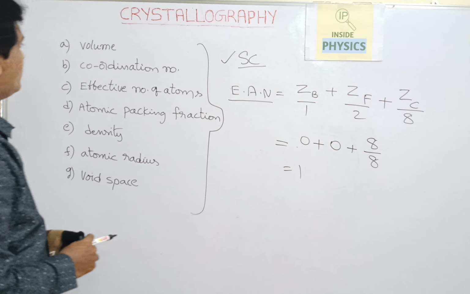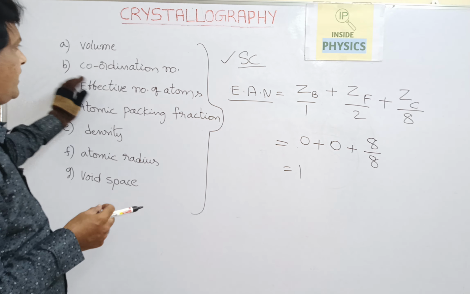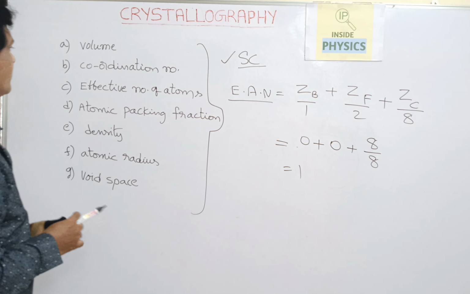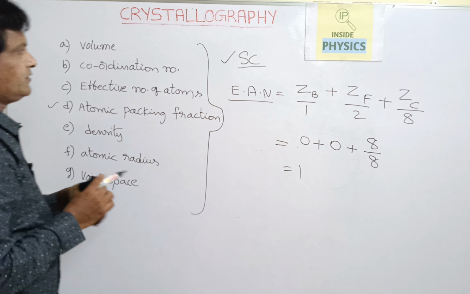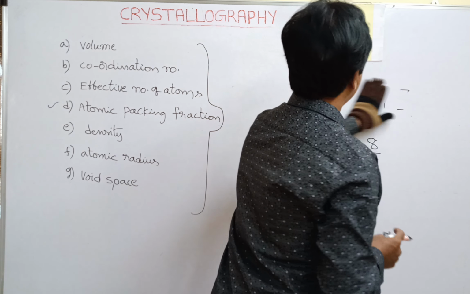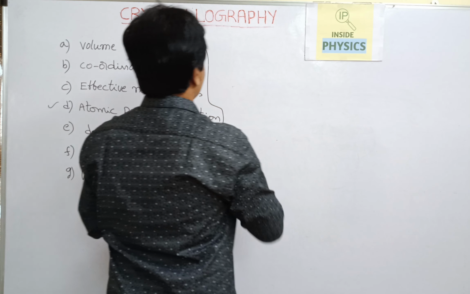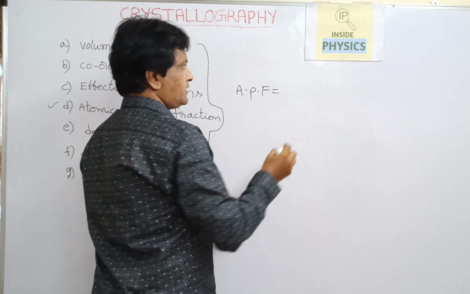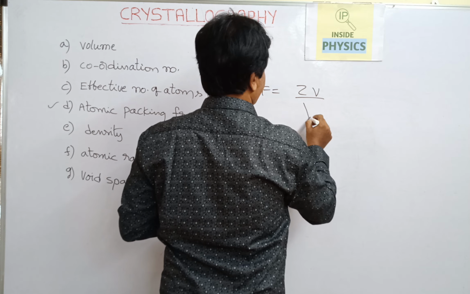So I will show you a three-dimensional diagram to understand the effective number of atoms. Next one, atomic packing fraction. What is atomic packing fraction? APF. Atomic packing fraction is given by Z small v by capital V.